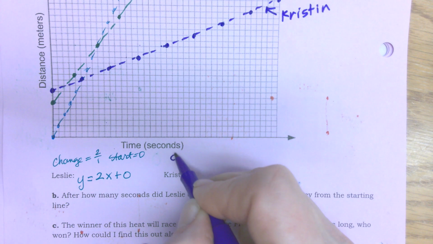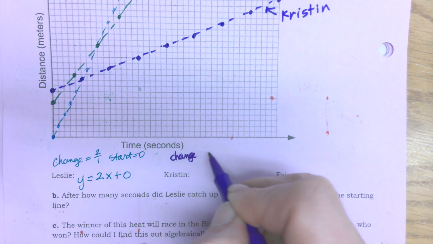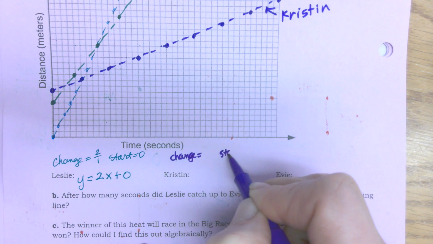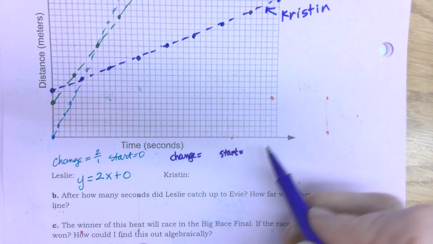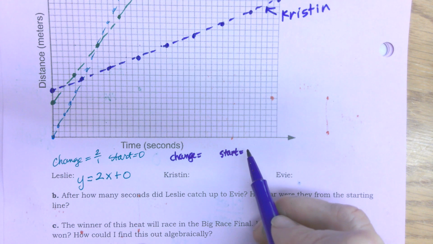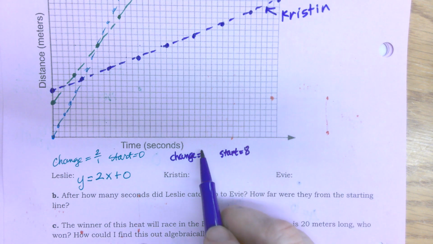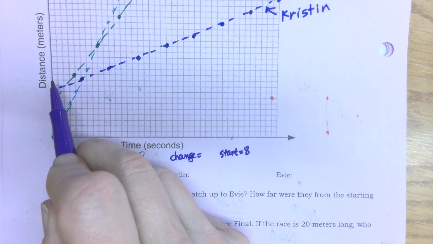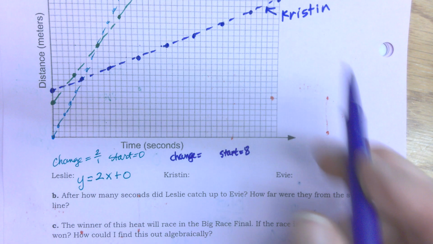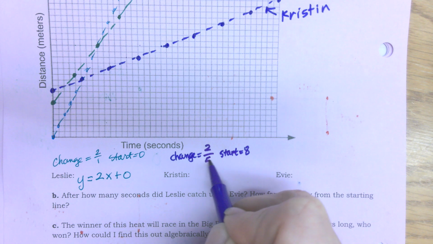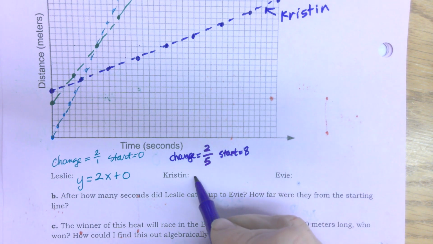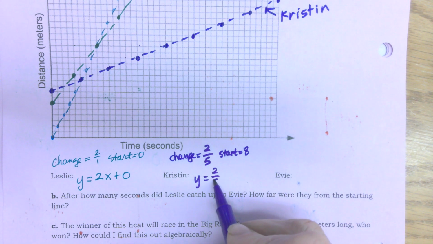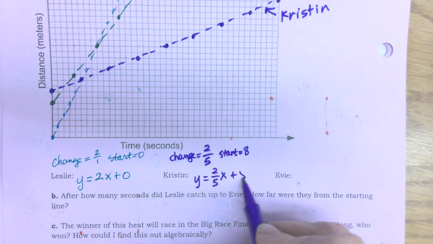Okay. Now I want to do Kristen's. Kristen's change and start are what I need. Where did Kristen start? 8. And how did she change? Up 2, oh, beautiful, up 2 over 5. Perfect. So y equals 2 over 5x plus 8.